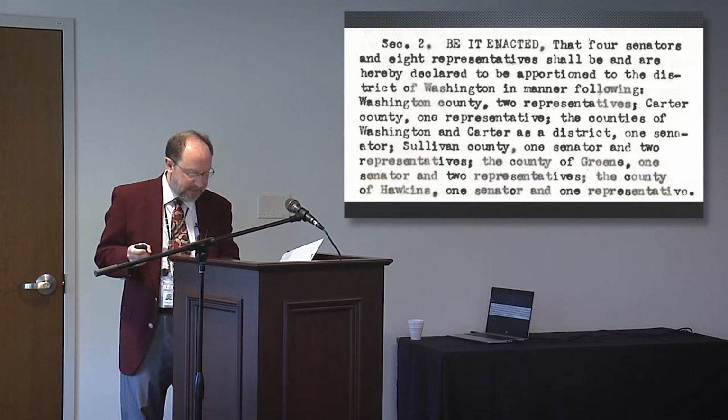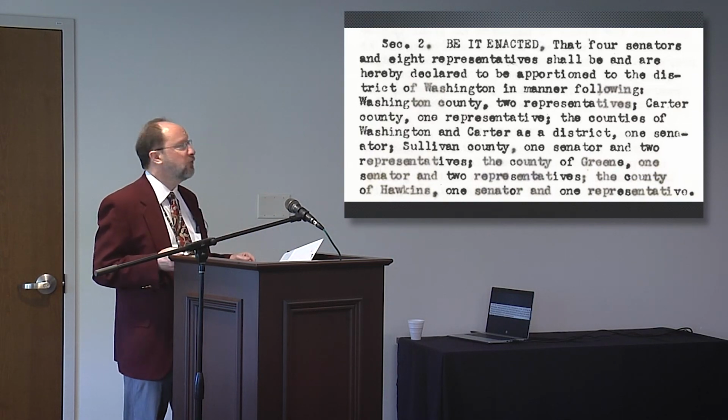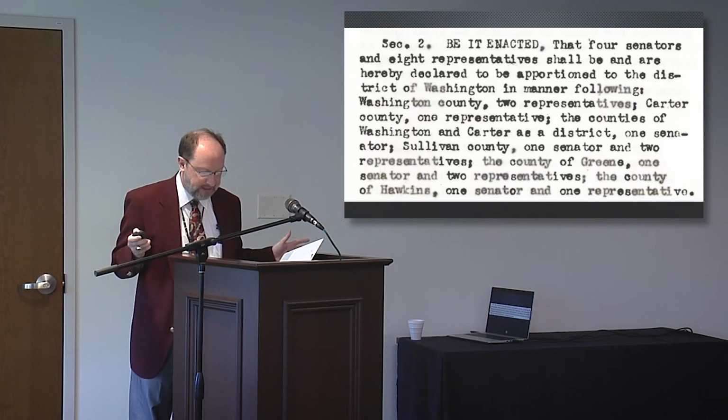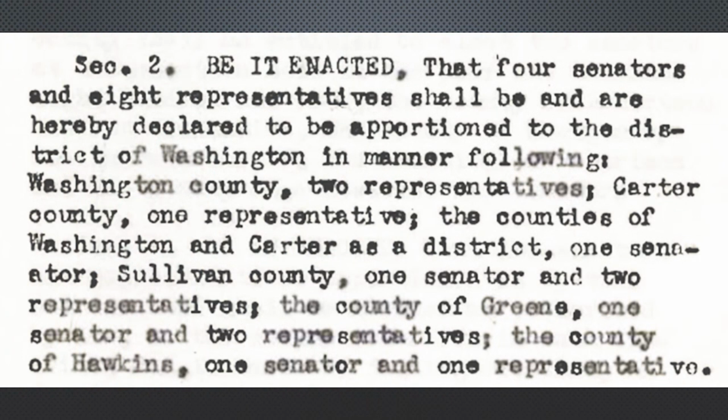Now, back to 1798, Chapter 16. This first Redistricting Act is amazing. 4 senators and 8 representatives were to be elected from the Washington District. Washington County and Carter County together elected 1 senator, and the counties of Sullivan, Greene, and Hawkins each elected 1 senator. Washington, Sullivan, and Greene counties each elected 2 representatives, and Carter and Hawkins counties each elected 1 representative.